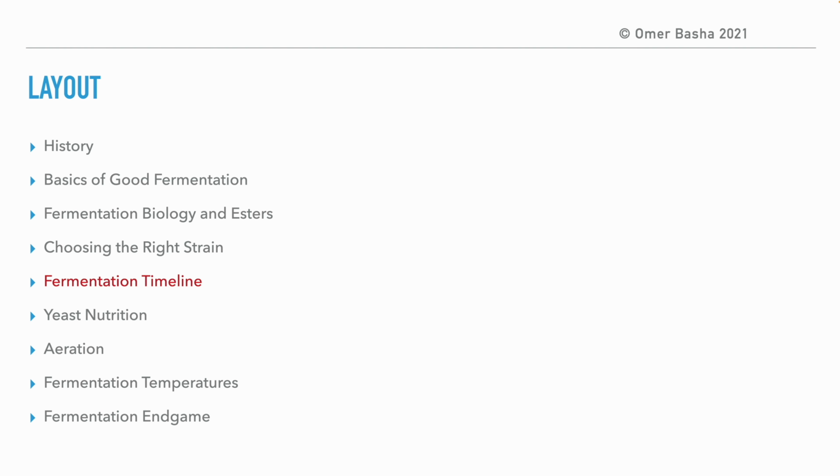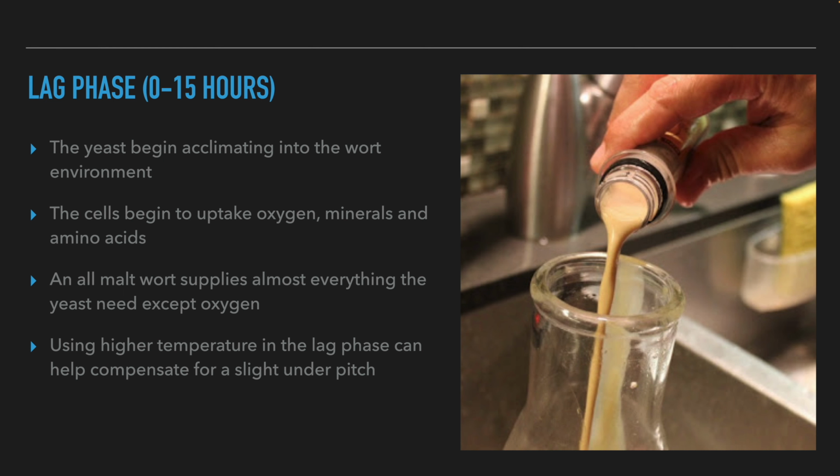After we talked about how to choose a yeast strain and which species it's better to avoid, we will move on to talk about the fermentation timeline. We divide the fermentation process into 3 main phases. The first phase is called the lag phase. This phase lasts between pitching the yeast and up to 15 hours into the fermentation.